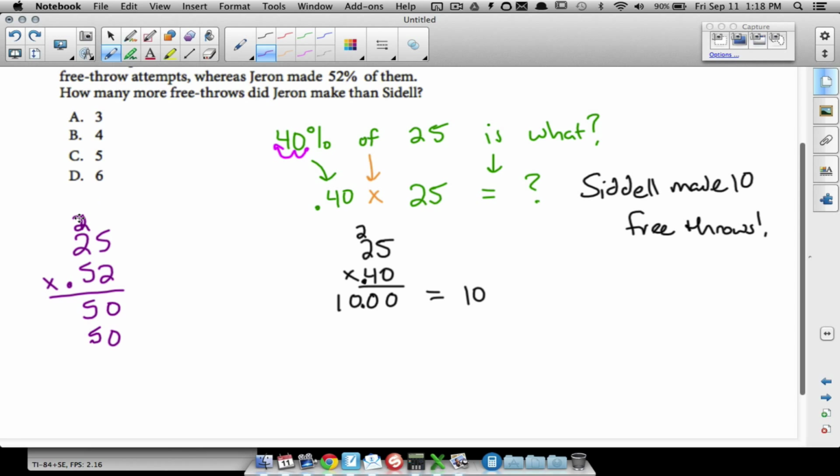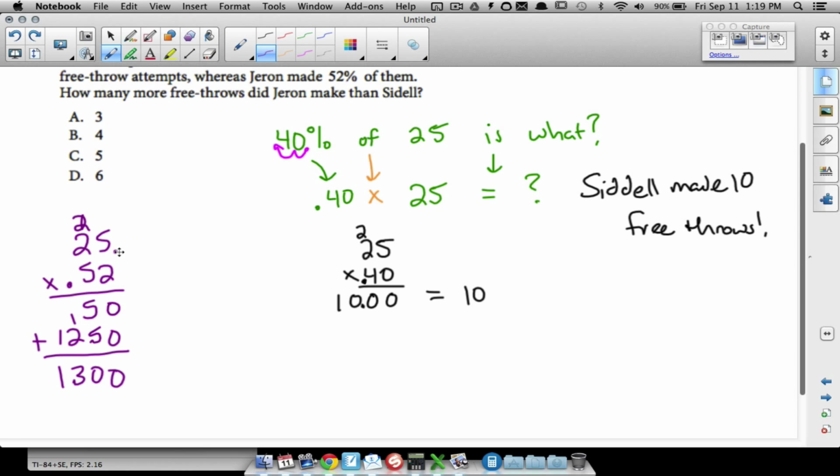5 times 2 is 10, plus 2 is 12. Let's add all this stuff up. So 0, 5 and 5 is 10, 0 carry the 1, 2 and 1 is 3, and then we have 1 right there. So notice up here, how many places do we have to the right of the decimal in 25? Well, the decimal's right here.